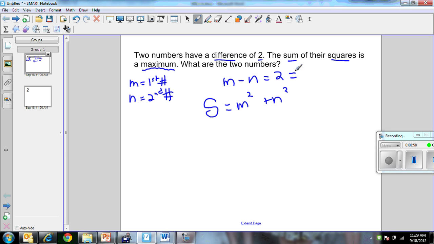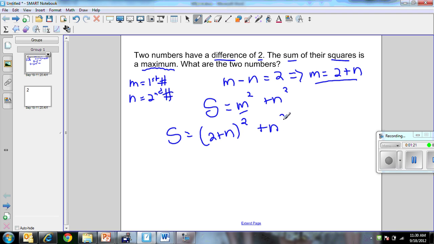Okay, in the first equation, we're going to isolate one of the two variables. So we'll isolate it to solve for the M. So we get M equals 2 plus N. Now we're going to sub this in for the M here. So we get S equals (2 plus N) squared plus N squared.